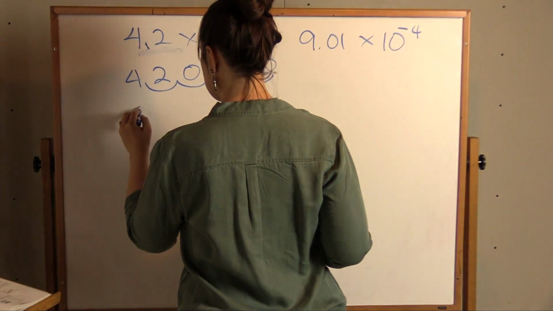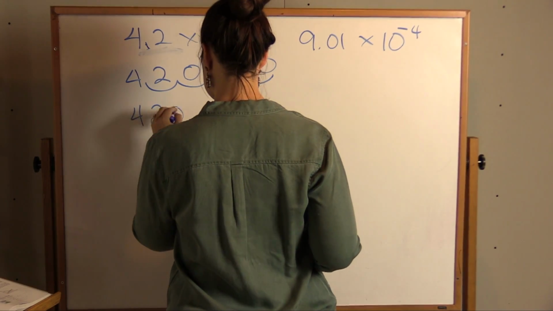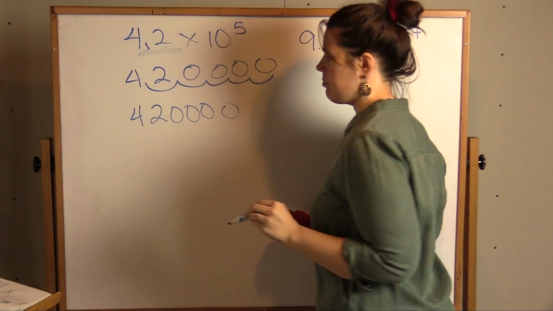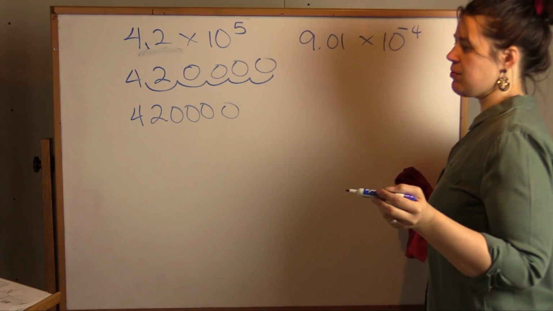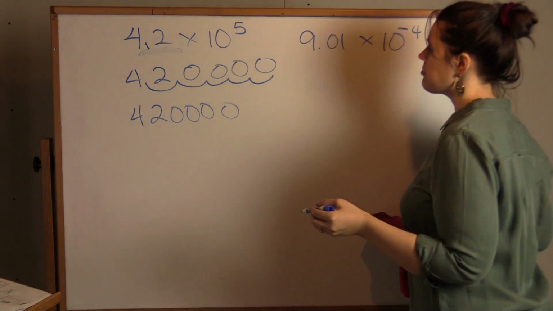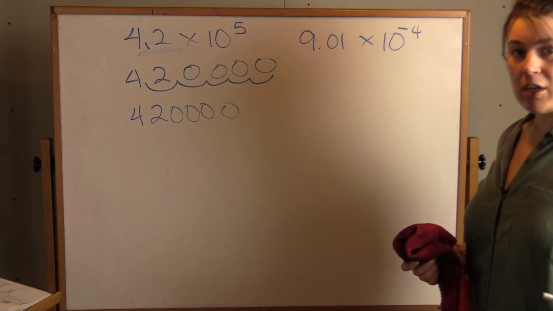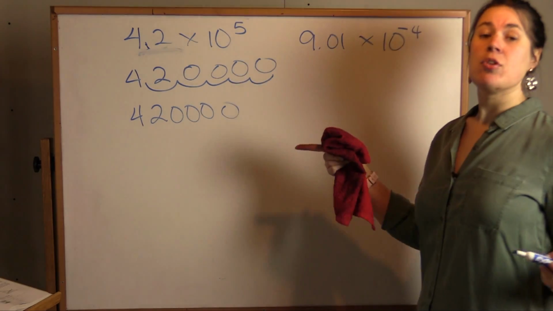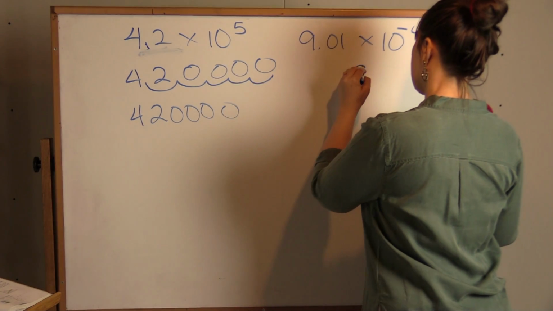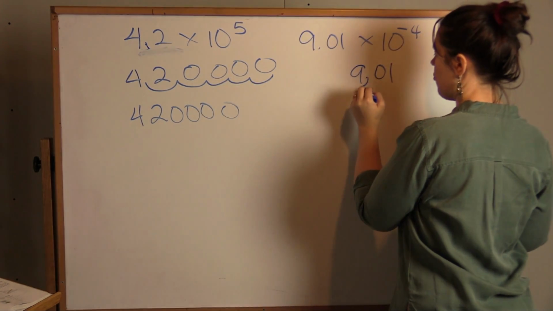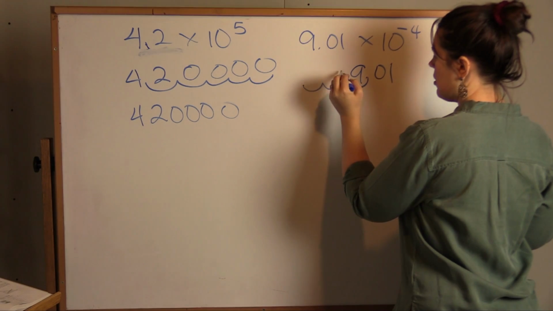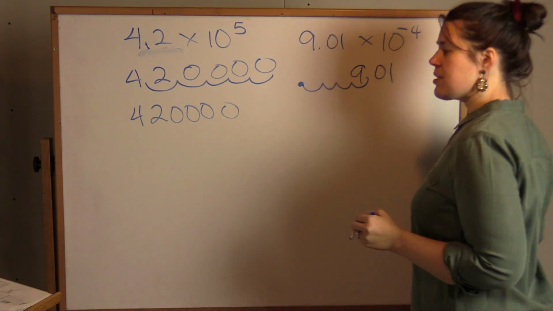So that means my final answer would be 4, 2, 0, 0, 0, 0. You don't have to worry about putting a comma in. When the exponent is negative, that means I'm making the number smaller, so I'm moving the decimal to the left. I have 9.01 and I'm moving it 4 places left. So now my decimal is here.